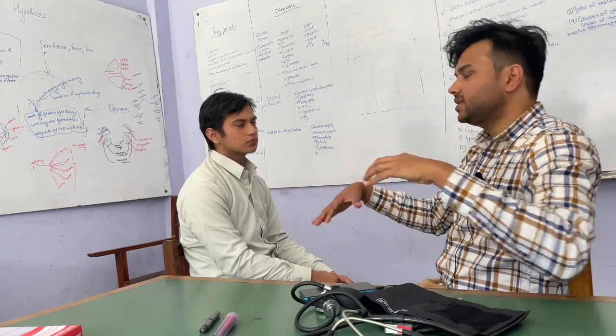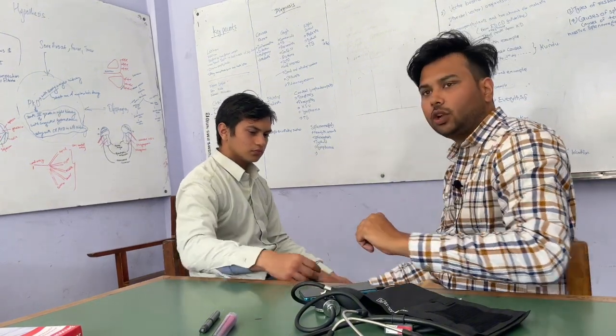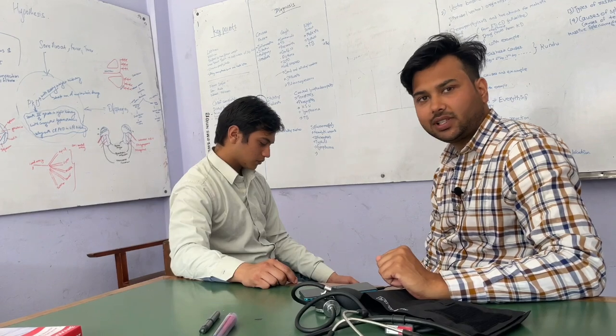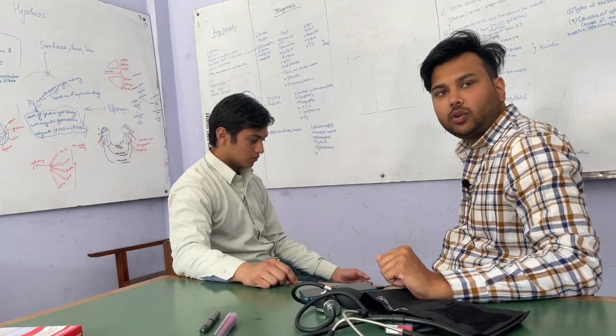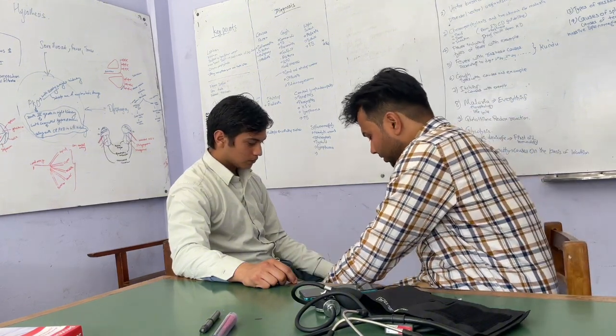So these were the pulses of the upper part of the body. Then you can check for the pulses in the lower part of the body, which include the femoral pulse, popliteal pulse, posterior tibial pulse, and dorsalis pedis artery. For the femoral pulse, I will ask the patient.